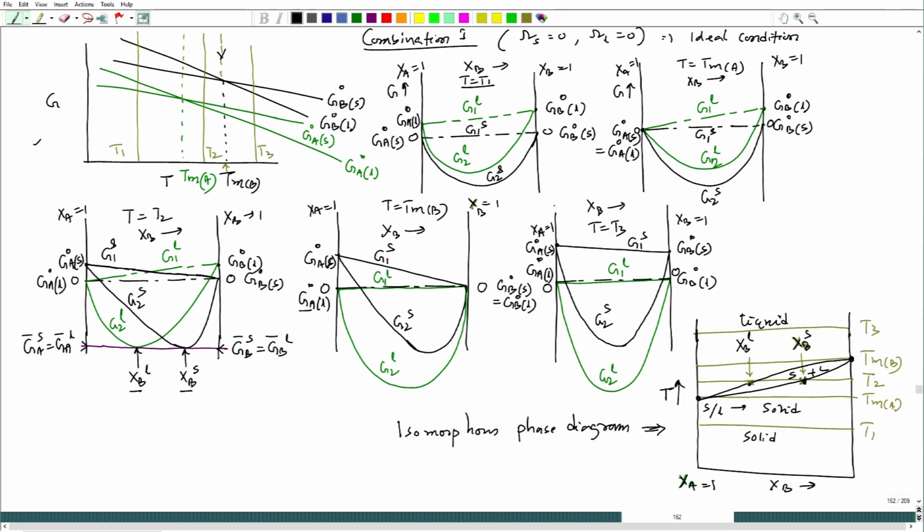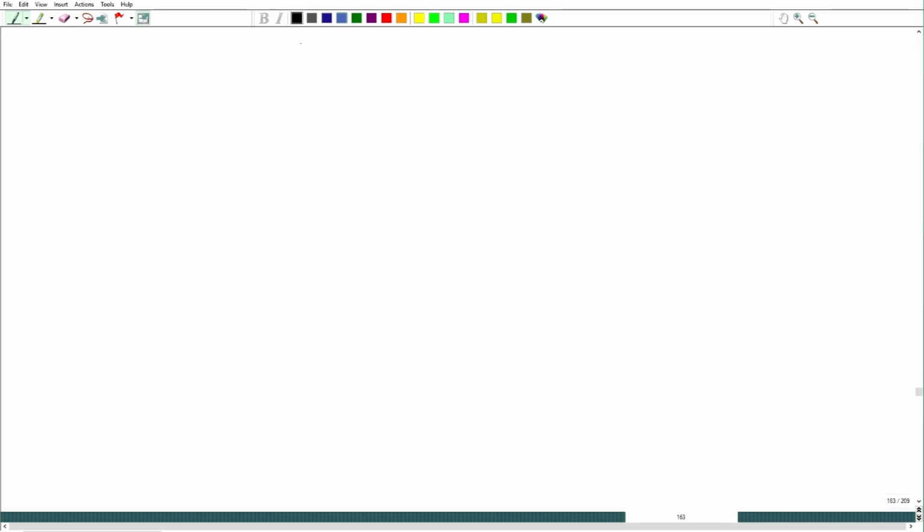Okay. Now, let us do the combination 2, this is combination 1. So, we will be doing combination 2. In combination 2 what we have considered is omega s equal to 0, omega L less than equal to 0. Okay. So, that means liquid is highly negative as compared to solid. So, solid is ideal, but liquid is non-ideal. So, liquid solution is non-ideal, but solid solution has ideality.